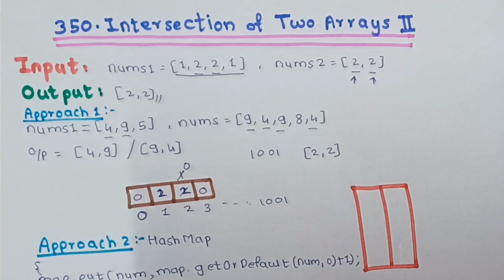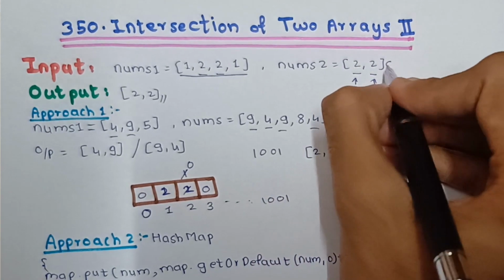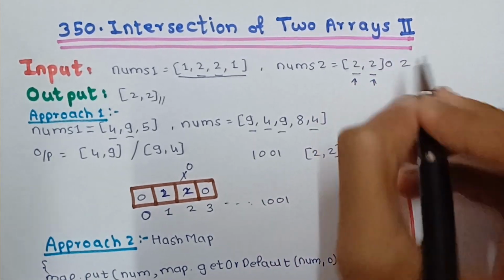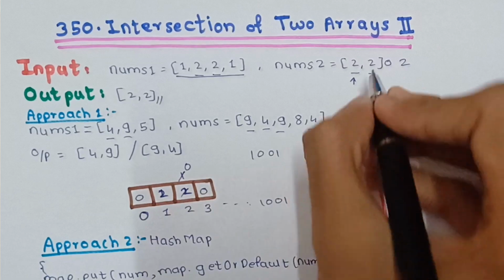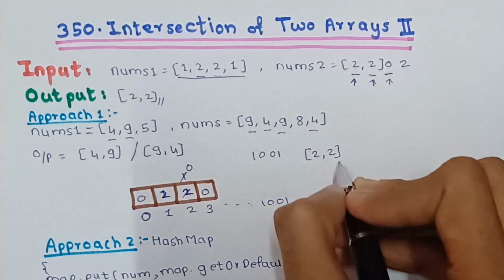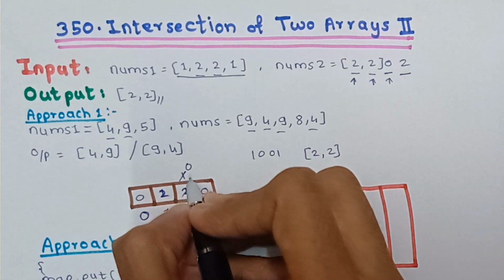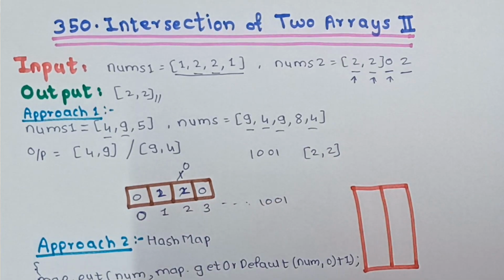This is a very simple approach. If here is 0 and here is again 2, then when we come to 0, the frequency is 0, so it will not be in the intersection. And again 2, the frequency of 2 is 0 now, so it will not be added to the result. This is our brute force approach.